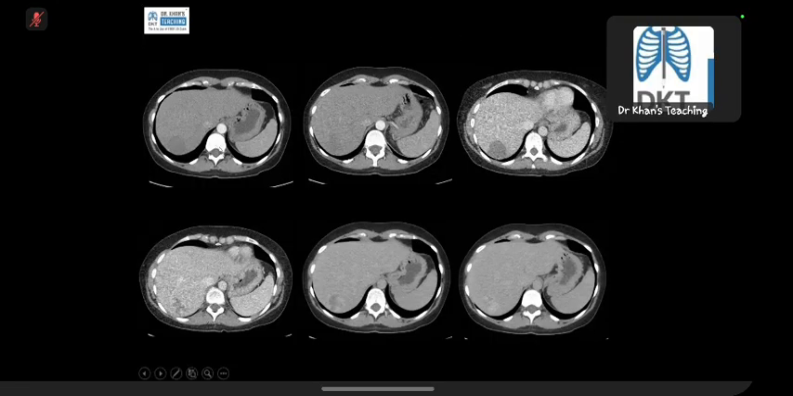I'm just finishing this session now. This is a hemangioma on a CT scan. This is an arterial phase.